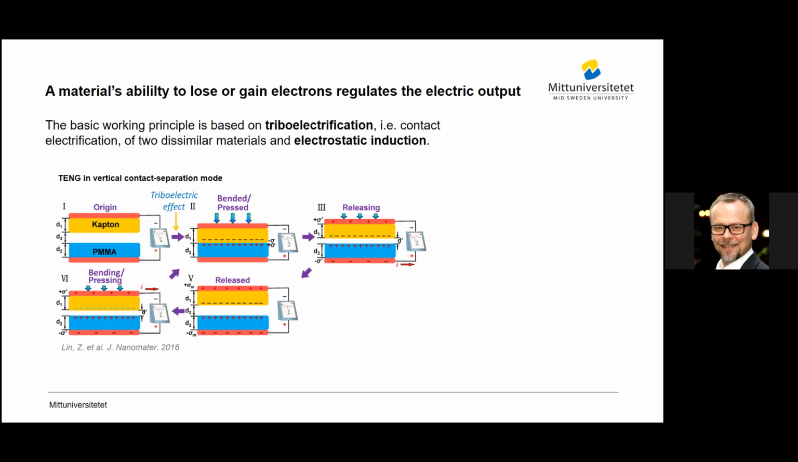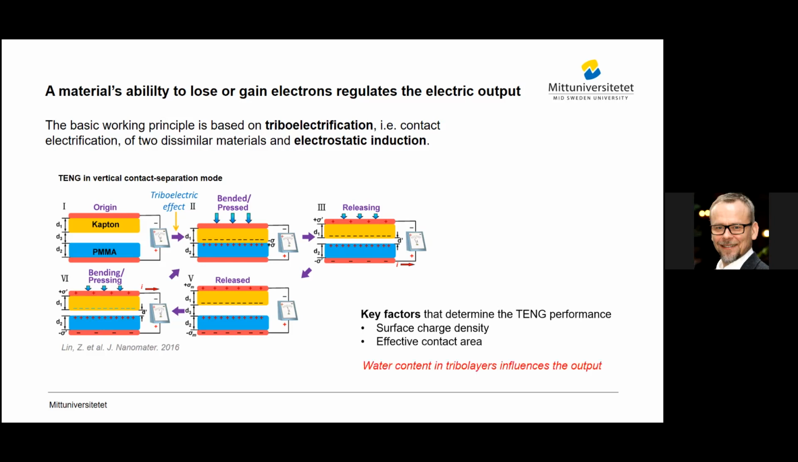And if you have a circuit, you can get electron transport, a current, and there is a voltage, of course, between these. Key factors that are important here are the surface charge density that you can reach in this way, and the contact area between the triboelectric layers. And water can be really bad, or it can actually be optimized. It's not bad if it's in a controlled amount.